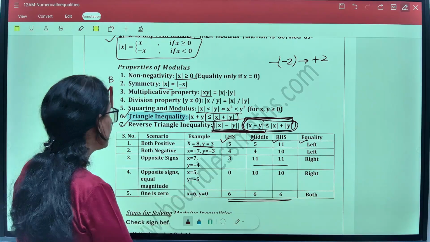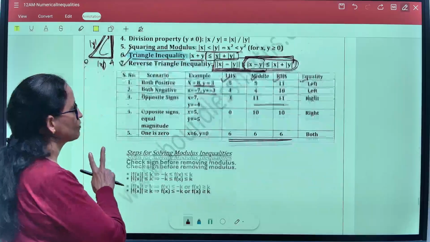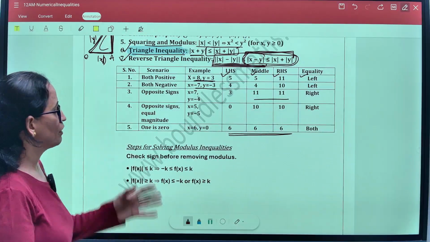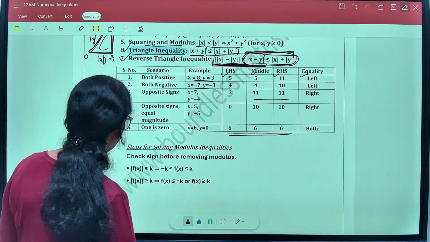Now let's understand how to solve questions related to modulus, when it comes to questions where you have to find the solution for a modulus inequality.